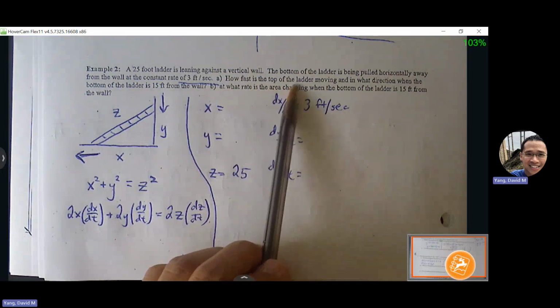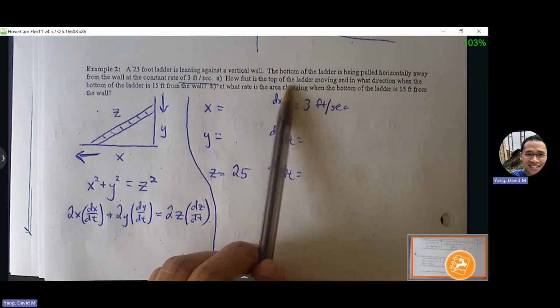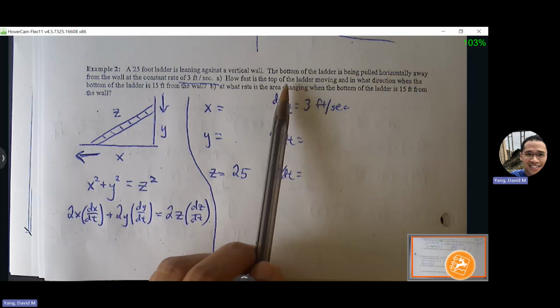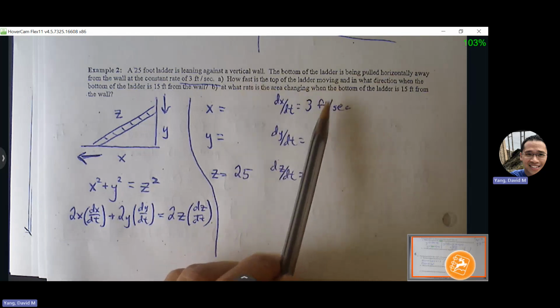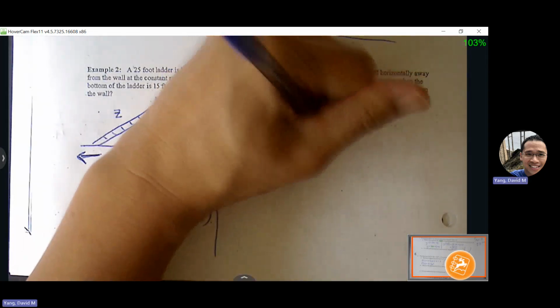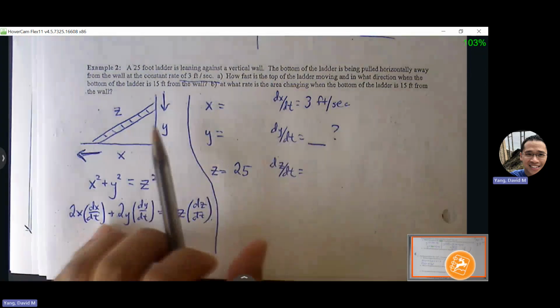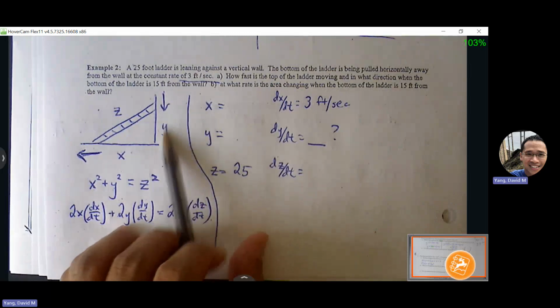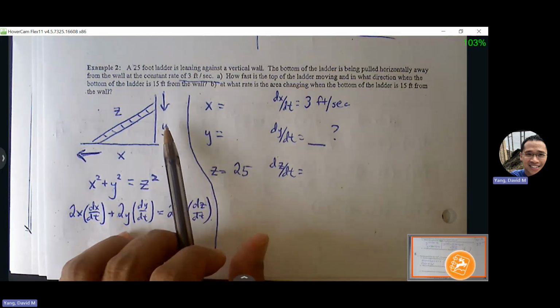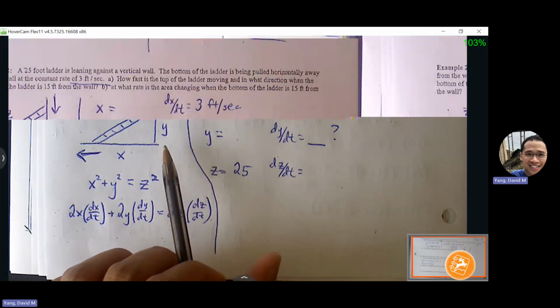How fast is the top of the ladder moving? What are we looking for? dy dt. Good, dy dt, right? We know it has to involve the y, but you see the words fast, moving, right? All those movement words are telling you it's not just a static value, it's a rate. Well, that's the unknown, okay? But I think you get the right idea. You're expecting dy dt to be negative because that vertical distance is decreasing, not because it's going down.